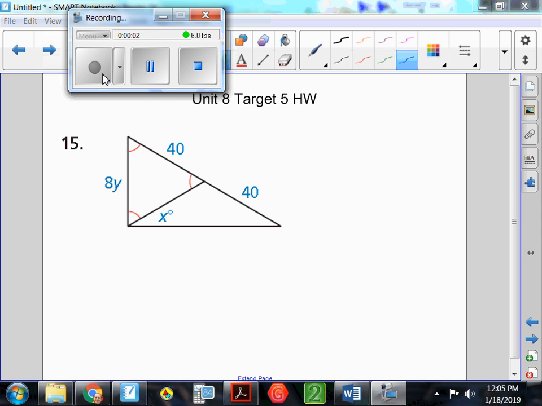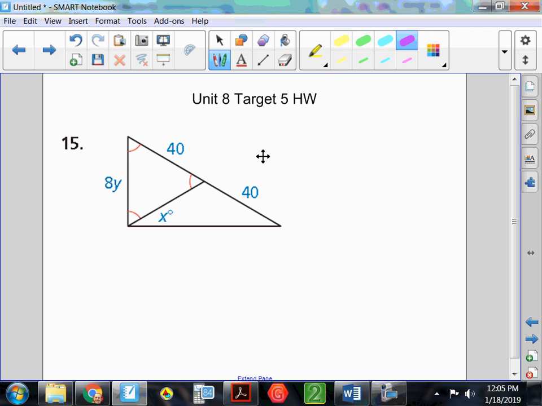Unit 8, Target 5, homework number 15, solving for x and y. Towards the left of my diagram, I have an equilateral triangle, or I see that all the angles are the same at least, so an equiangular triangle.